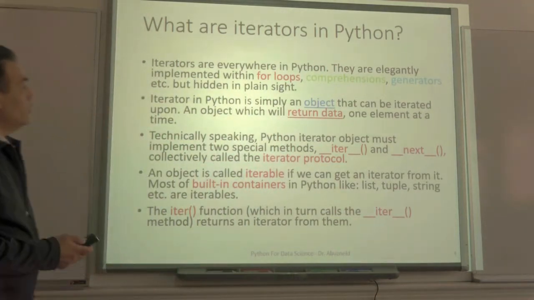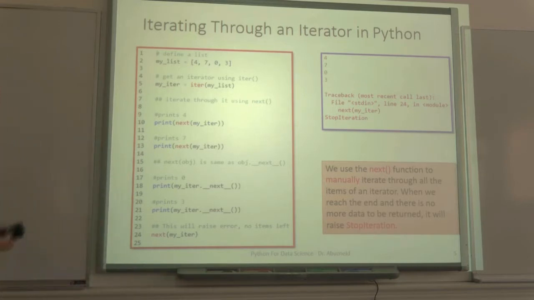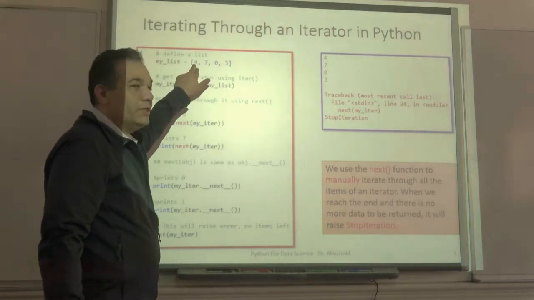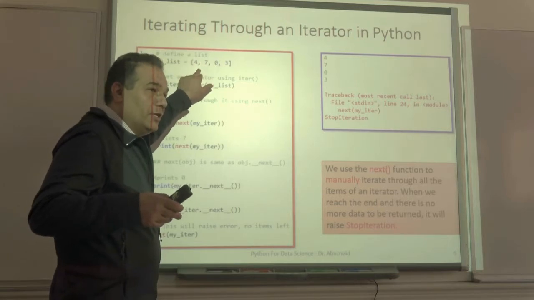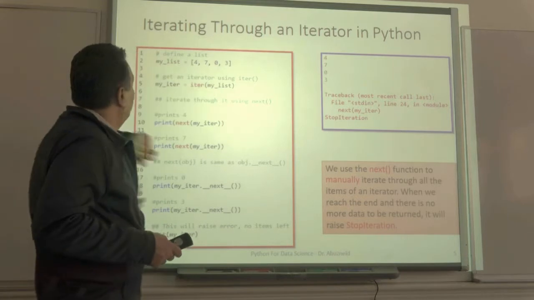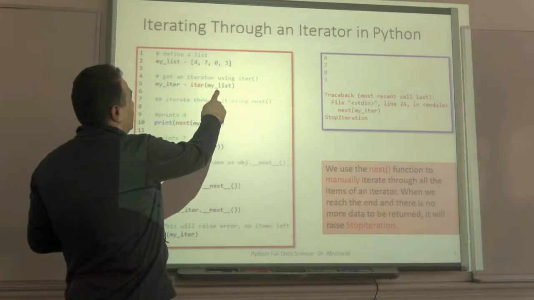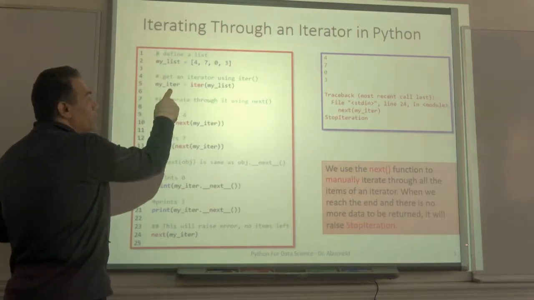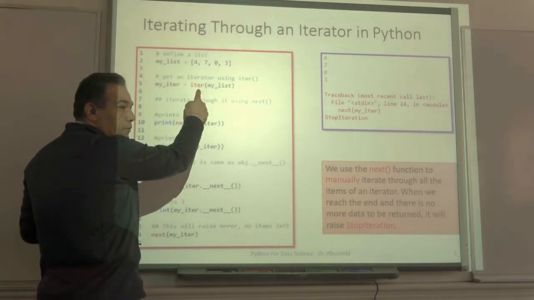And next, okay. So the best thing is always to go through an example, right? All right, so my list, what is this? A list of integers. Is the list iterable? Yes. So if I say iter of my list, what am I doing now? I'm creating an iterator. So what is this? It's an object. Object of what? Of iter, okay?